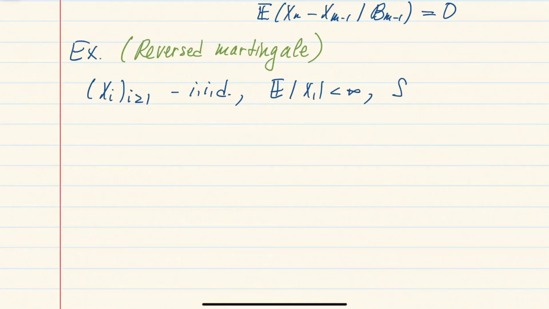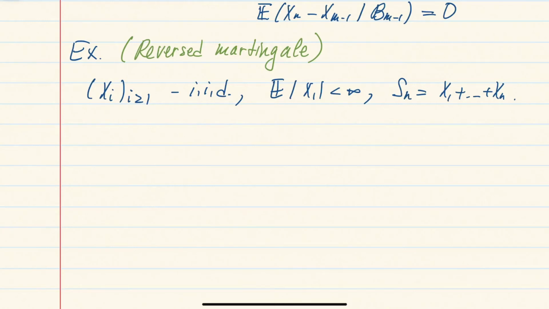and Sn will be the sum of x's from 1 to n. Now here we do not assume that they are centered, so that the expectation is 0, because we don't just look at Sn as we did in the first example, where we needed the expectation to be 0 for this to be a martingale.